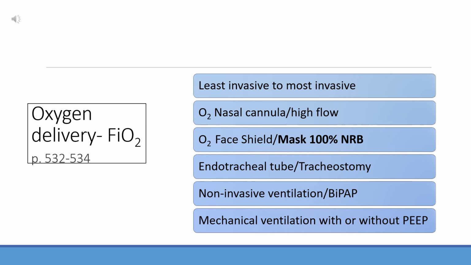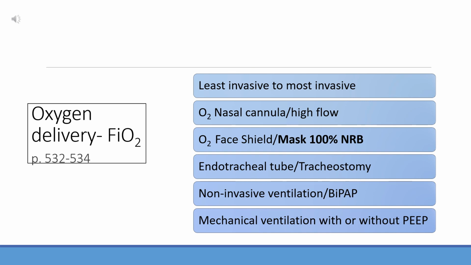We always want to go from the least invasive to the most invasive. And we always want to set that FiO2 at its lowest possible level to maintain a PaO2 of higher than 60 millimeters of mercury and an O2 sat of approximately 90% or higher.